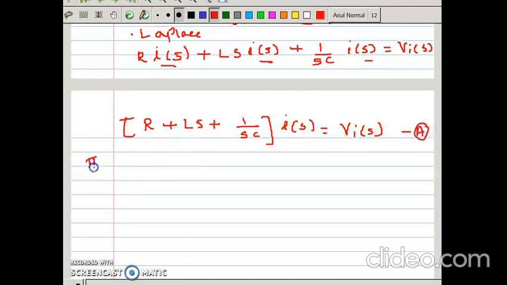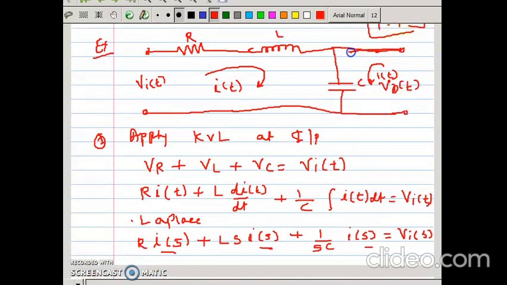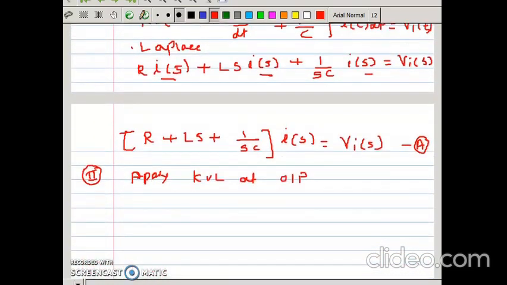Now what is the second step? Apply KVL at the output side. When we apply KVL at the output side, how many components are there? From positive to negative, only one component is there, that is the capacitor. So we get only one equation here, VC is equal to VO of t. What is the voltage drop across the capacitor? It is 1 upon C integration of I of t dt is equal to VO of t.